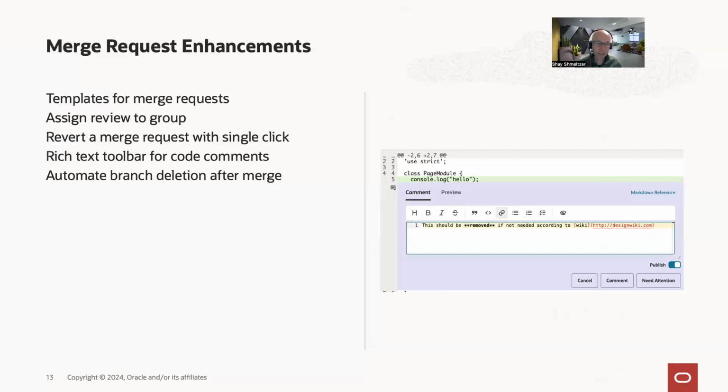We also allow you to revert a merge request with a single click. This is kind of doing a rollback in your Git environment. When you're reviewing a merge request, we now have a toolbar that gives you a bit more of a markup environment to provide more focused or more formatted feedback to your users or developers who are reviewing your code changes.